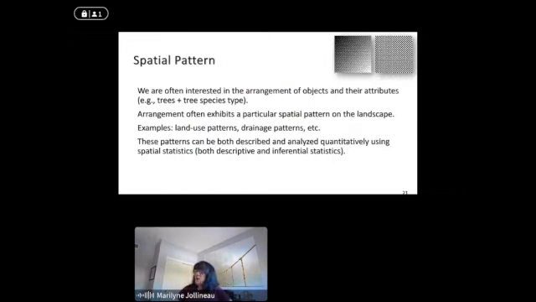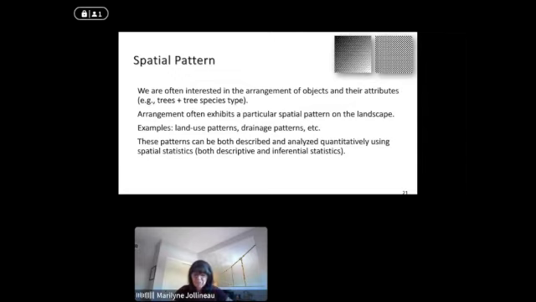Okay, so we're often interested in the spatial arrangement of objects and their attributes. So think of trees and tree species. You can think of disease in the landscape, just like it's useful to maybe know the location, for example, of coronavirus cases, as just one example, right? To know if there's clustering of cases, then that might help us better manage that. If there's dispersion, then we know that's a little bit more challenging.